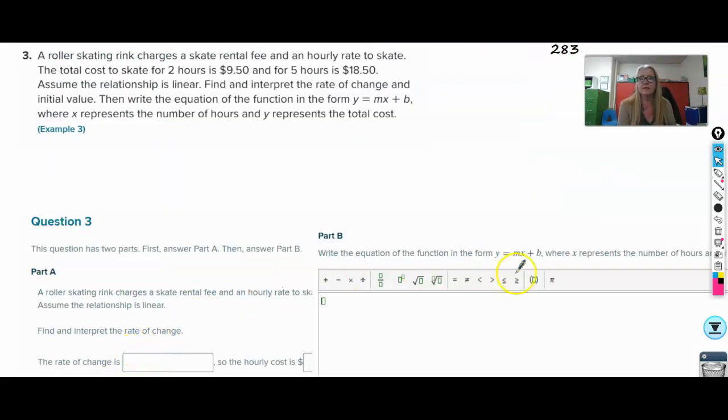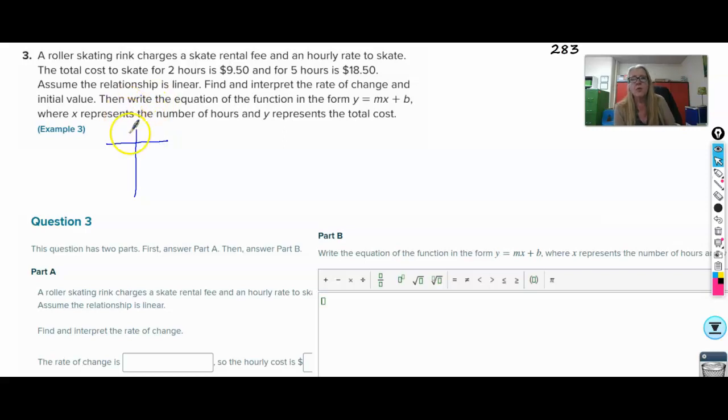Now we have a skating rink. A skating rink charges a skate rental fee and an hourly rate to skate. The total cost to skate for 2 hours is $9.50 and for 5 hours is $18.50. Assume the relationship is linear. Find and interpret the rate of change and initial value.